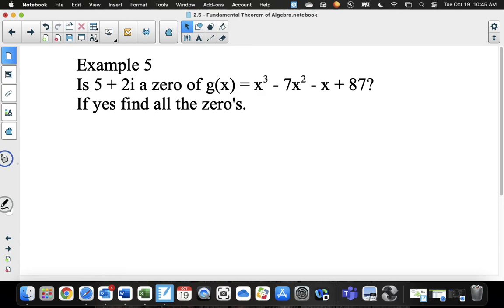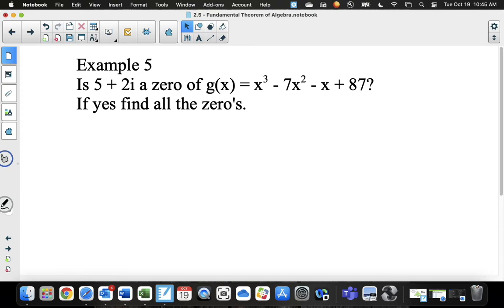Okay. So if 5 plus 2i is a 0, we know we also have 5 minus 2i. So if I know 1, I actually know 2, which really only leaves one more 0 to find if that's a 0. So you're on the right track there. That's going to come into play.